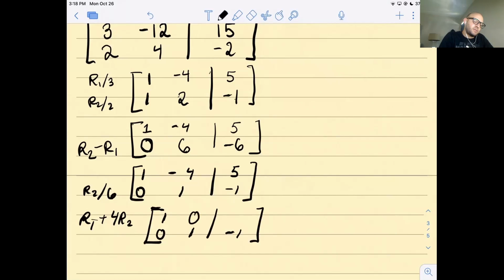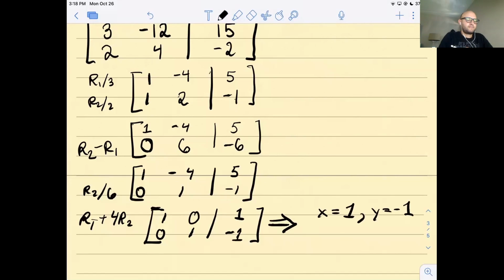And then what's the last number? It's going to be 5. This is 5 plus 4 times -1. And that's just going to be +1. And that's our answer. X is equal to 1. Y is equal to -1.